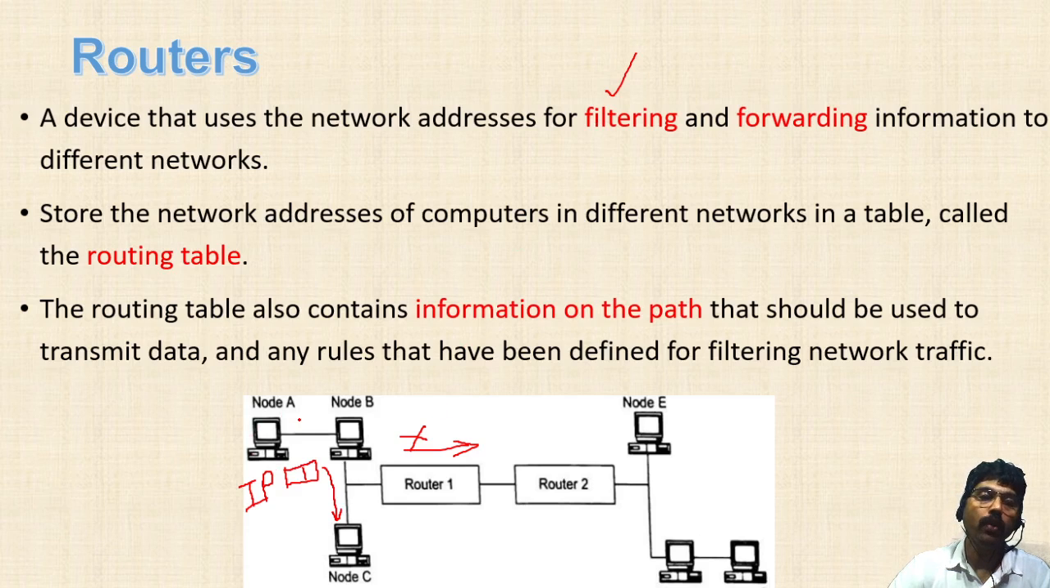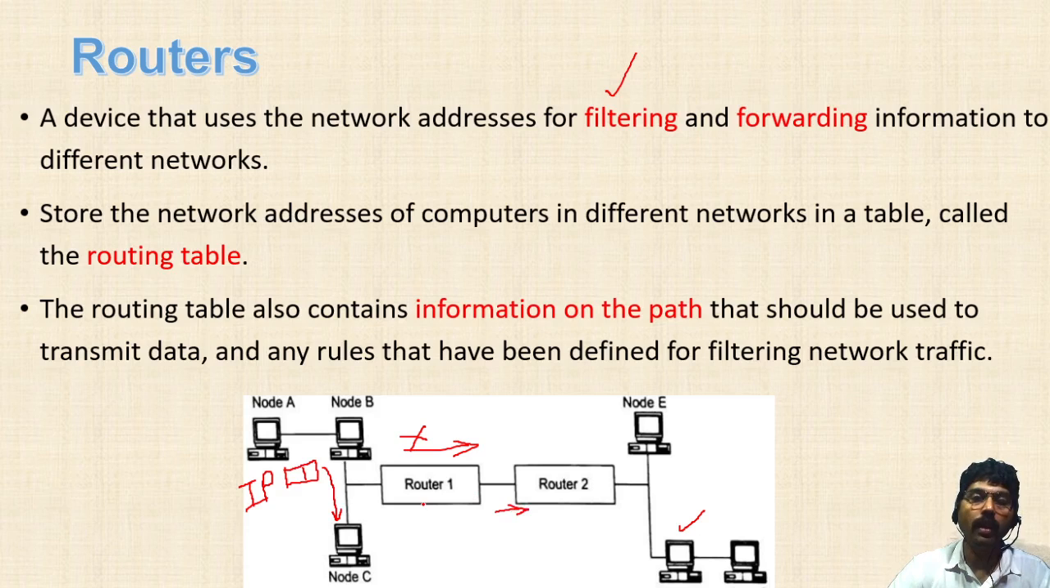Now, if node A wants to send data to node D, it will send that packet with the IP address of node D. All the other devices receive this packet but reject it. Whenever the router gets this same packet, it understands that this packet is not for a local machine. So it will forward it to another router.